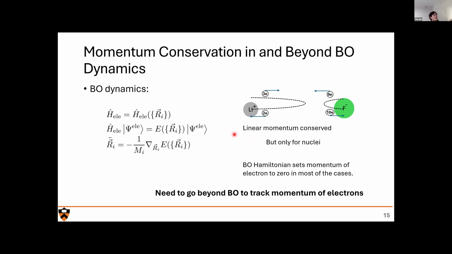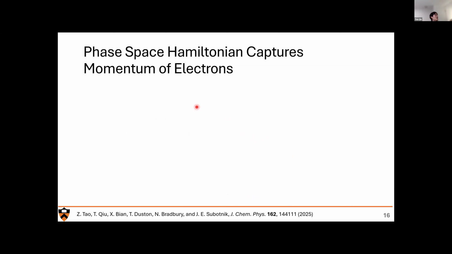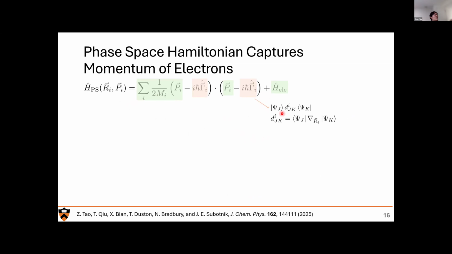And that is indeed what people have tried when they propose a phase-space Hamiltonian. So what they will do is they will say, okay, instead of having only the BO terms in the Hamiltonian, we should also have terms that look like direct couplings, which would couple our ground electronic state to some excited electronic states. And we also need to account for the nuclear gradient of the excited electronic states.